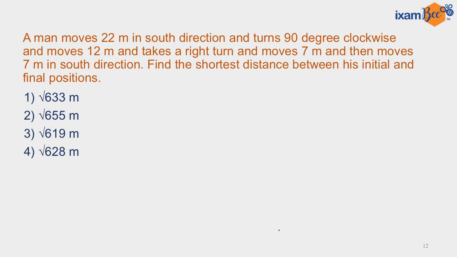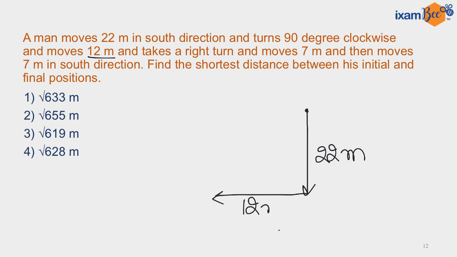In the next question, a man moves 22 meters in the south direction. So this is the initial point and a man moves 22 meters in the south direction and turns 90 degrees clockwise and moves 12 meters. So this is the clockwise direction and he moves 12 meters. He again takes a right turn and moves 7 meters. So this is the right turn and he moves 7 meters in this direction. Then moves 7 meters in the south direction. That means he has to come back and he will reach at this point.